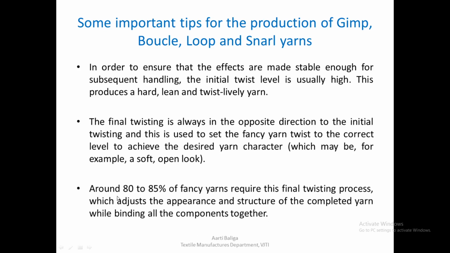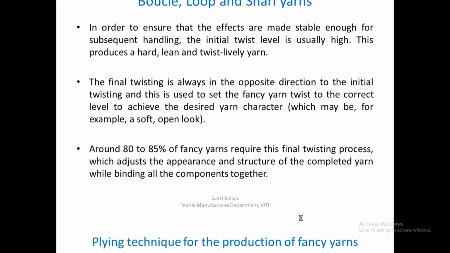Also, around 80 to 85% of the fancy yarns require this final twisting process, which adjusts the appearance and structure of the completed yarn while binding all the components together. So, we need to keep these points in mind while producing these four types of yarns.